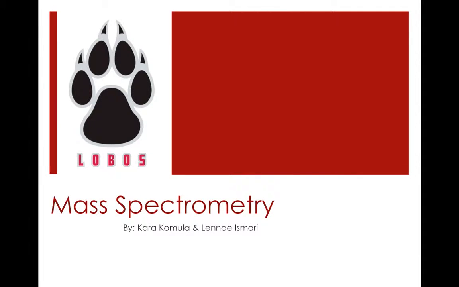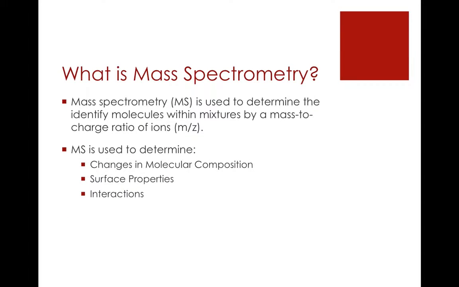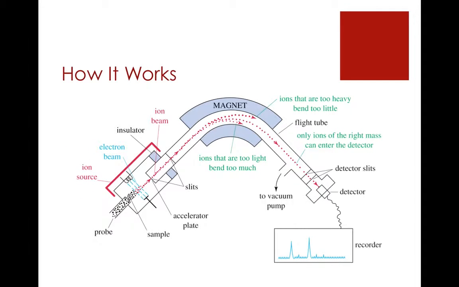Mass spectrometry. What is mass spectrometry? Mass spectrometry, MS, is used to determine the identity of molecules within a mixture by mass-to-charge ratio of ions, M/C. The mixtures are separated out based on their size, producing a mass spectrum. MS is used to determine the changes in molecular composition, surface properties such as adhesion and reactivity, and their interactions.